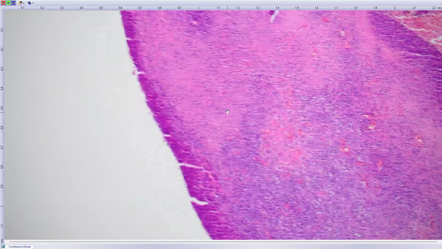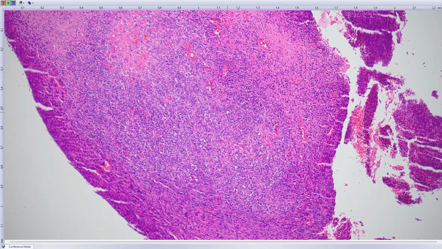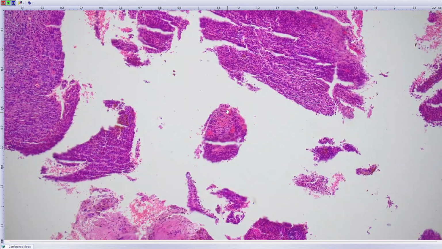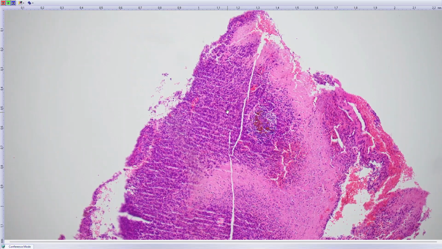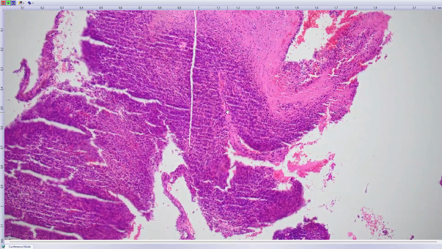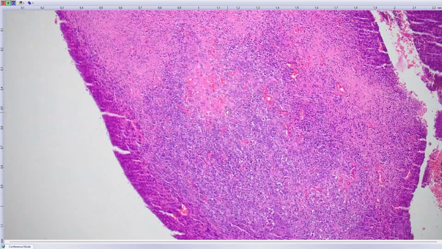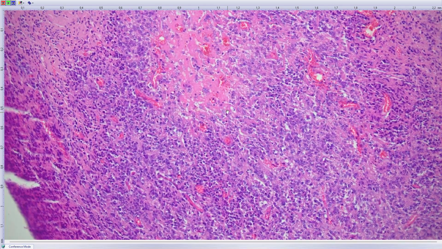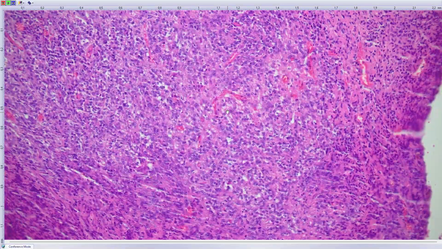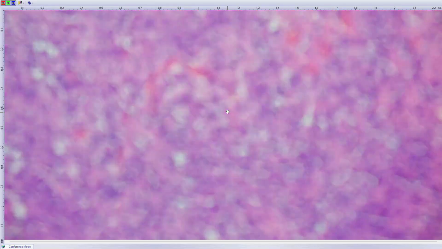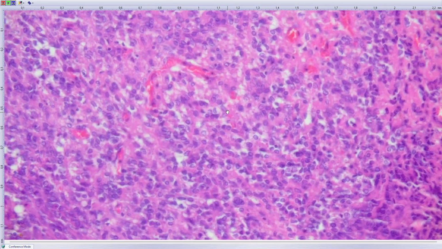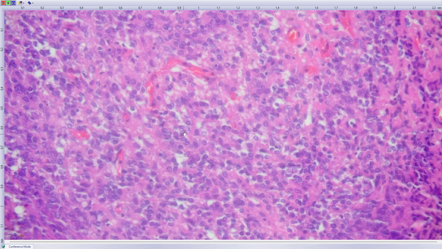Then you have a lot of inflammatory cells in the tumor, and then the tumor cells themselves. I'll try to find the best area. You see the lymphoid tissue here. The lymphoid tissue is typically at the periphery, but since we see fragments here, it's hard to say where they are located. And here we see the tumor cells. If you look closely, this is an angiomatoid fibrous histiocytoma.